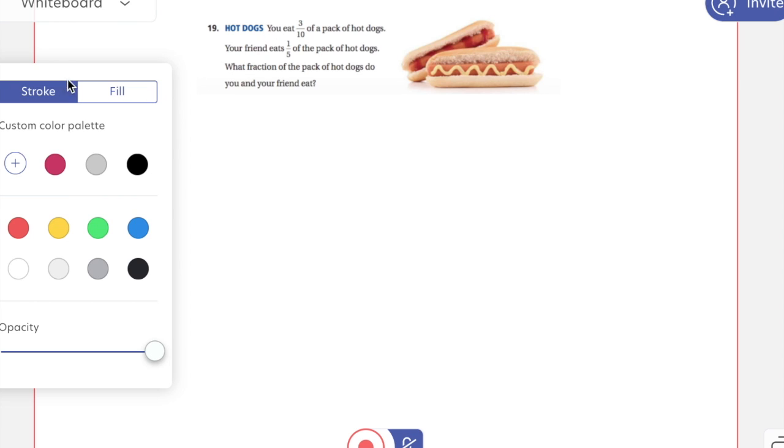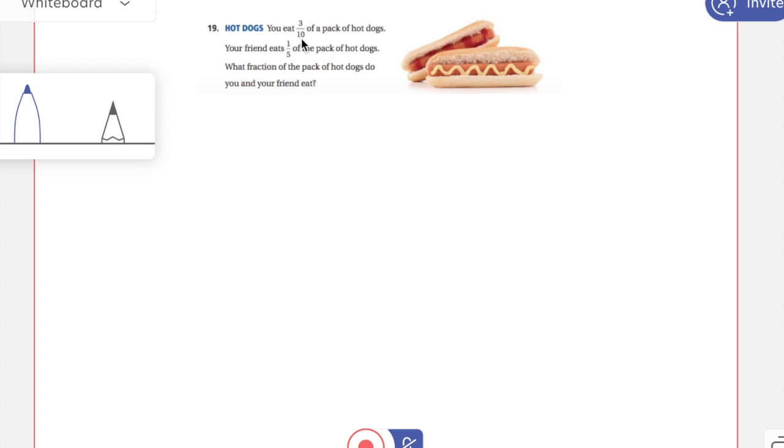So hot dogs, if you eat 3/10 of a pack of hot dogs, your friend eats 1/5 of the pack of hot dogs. What fraction of the pack of hot dogs do you and your friend eat?